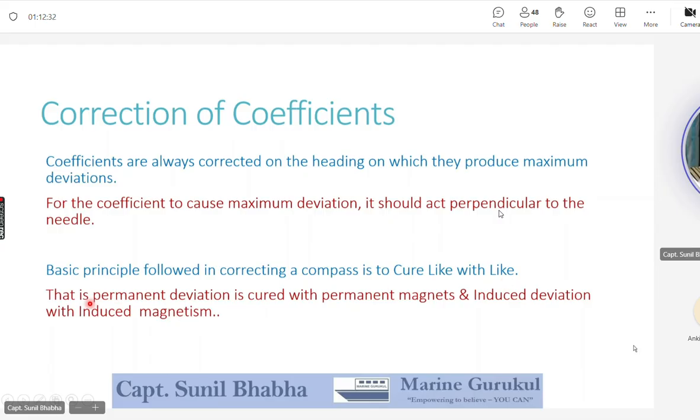So the same thing is mentioned here. Permanent deviation is cured or corrected with permanent magnets. Induced deviation is corrected with induced magnetism. Moving ahead now.